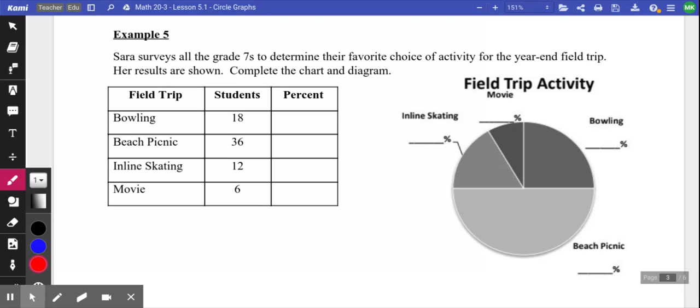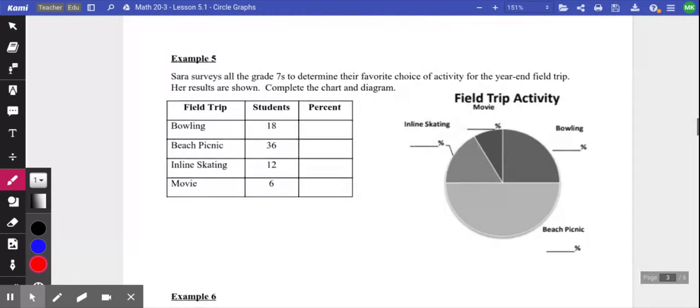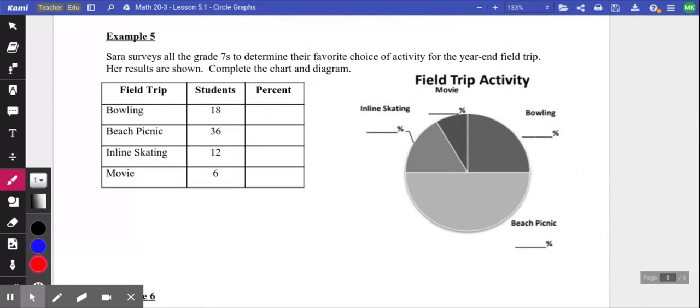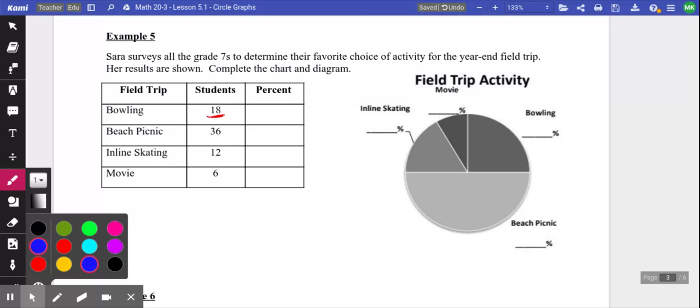Okay, so we've got bowling, beach picnic, inline skating, and movie. We need to turn those into percentages. So it's telling me that 18 students went bowling. But what is that as a percentage? And the way you're going to figure that out is by making sure at the bottom of your charts or of your surveys, you always have a total.